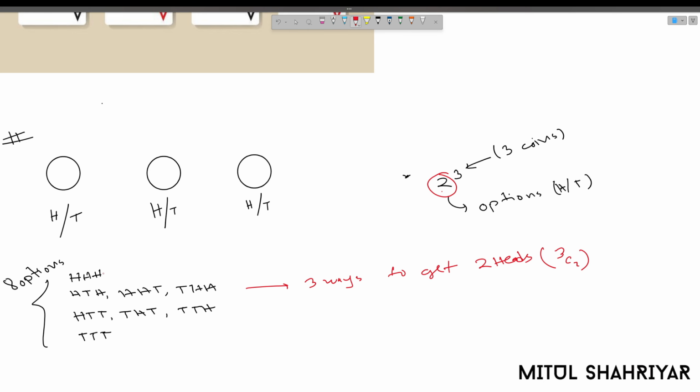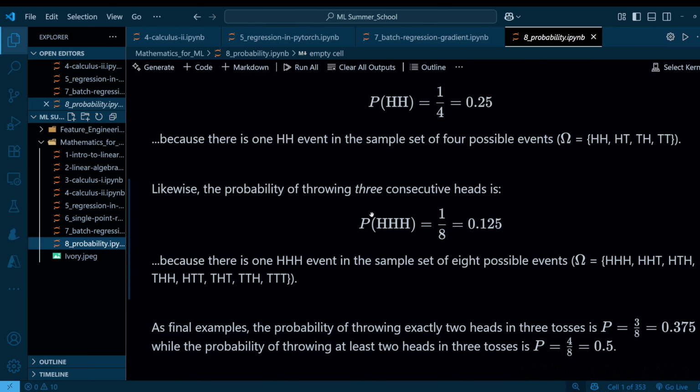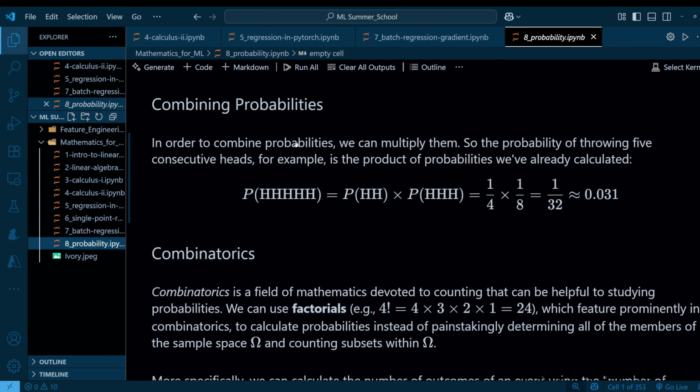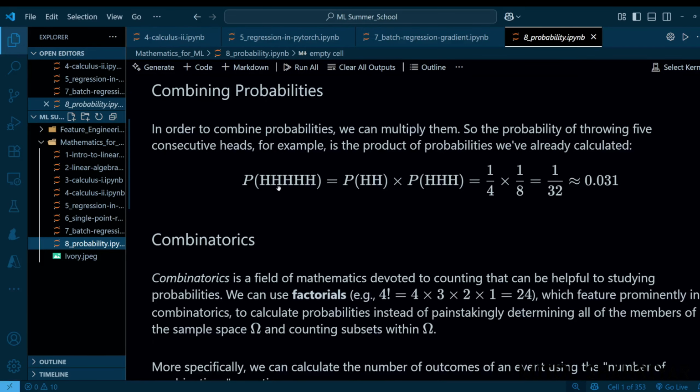Our question is, what is the probability of getting 3 heads? Obviously we can have 3 heads only 1 time, and we have total options 8. So it should be 1 by 8, right? Great. There is also something like combining probabilities. If someone asks the probability of getting 5 heads, you can divide it by the probability of getting 2 heads and 3 heads consecutively.